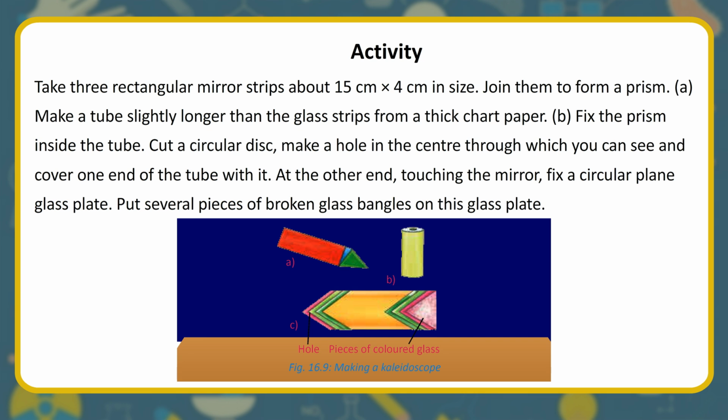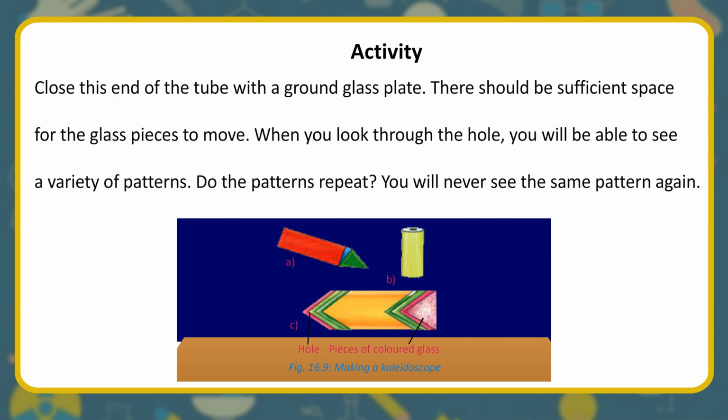Cut a circular disc. Make a hole in the center through which you can see and cover one end of the tube with it. At the other end, touching the mirrors, fix a circular plain glass plate. Put several pieces of broken glass bangles on this glass plate. Close this end of the tube with a ground glass plate. There should be sufficient space for the glass pieces to move. When you look through the hole, you will be able to see a variety of patterns. Do the patterns repeat? You will never see the same pattern again. Whole pieces of colored glass. Uses of plane mirrors.